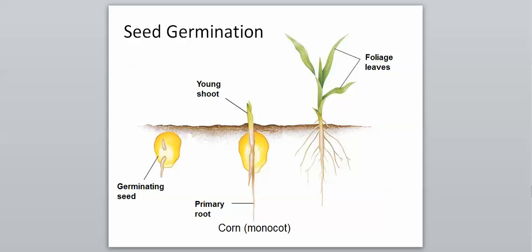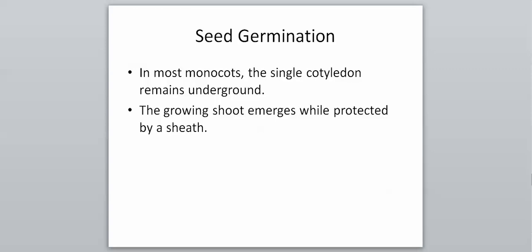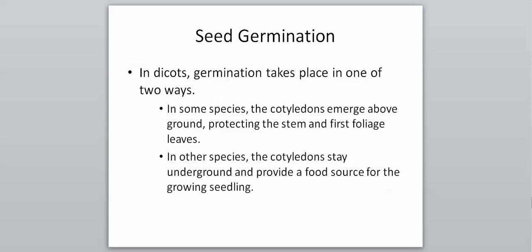And that is in monocots. You can see our cotyledon is going to remain underground the entire time. Our original, and if you remember, cotyledon means our seed leaf. So that's just what that is. That remains underground. However, in dicots, germination takes place in one of two ways.